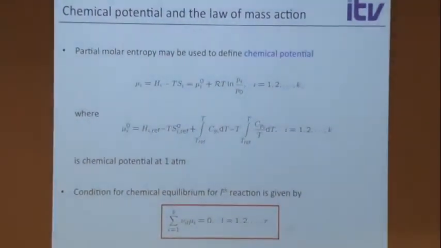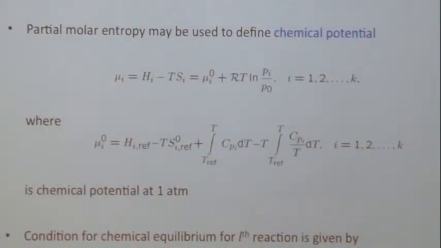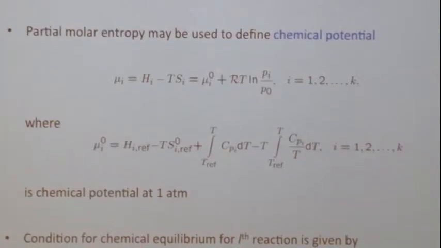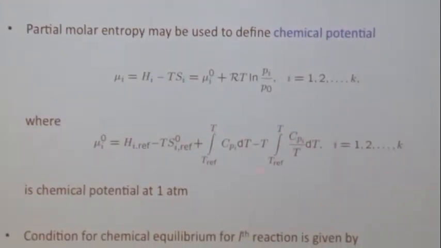Now we can introduce the chemical potential. Chemical potential relates back to the Gibbs free energy. Chemical potential is given like this, and of course, it's H minus Ts. H now has two different terms. H is a reference enthalpy plus a temperature term, minus Ts. Ts has three different terms. One is the reference term, one is the temperature integral, and the third is the pressure term. So the point is, when we talk about enthalpy, we have two terms. When we talk about entropy, we have three terms.